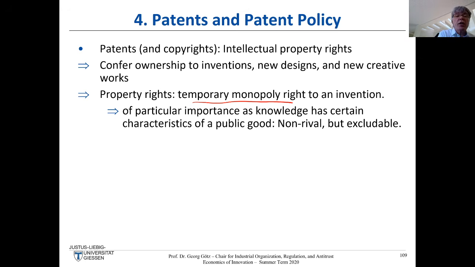Because this knowledge embodied, for instance, in this vaccine, has a characteristic of a public good. There are so many research laboratories which, once this vaccine is known, could just analyze it and also produce it. So that means this knowledge is non-rival. Everyone can use it. And it would also not be excludable if there were no patent or no property right.